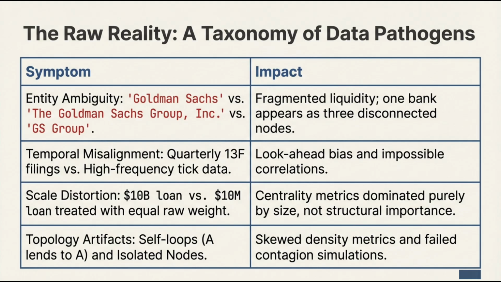The first is entity ambiguity. A bank like Goldman Sachs may appear under several slightly different names, causing one institution to be split into multiple nodes. The result is fragmented liquidity and a misleading map of the system. The second is temporal misalignment, such as comparing quarterly 13F filings with high-frequency tick data. That can create look-ahead bias and impossible correlations because the time horizons do not match. The third is scale distortion. If a $10 billion loan and a $10 million loan are treated with equal raw weight, centrality becomes a measure of size error rather than structural role. Finally, topology artifacts like self-loops and isolated nodes can distort density metrics and break contagion simulations.